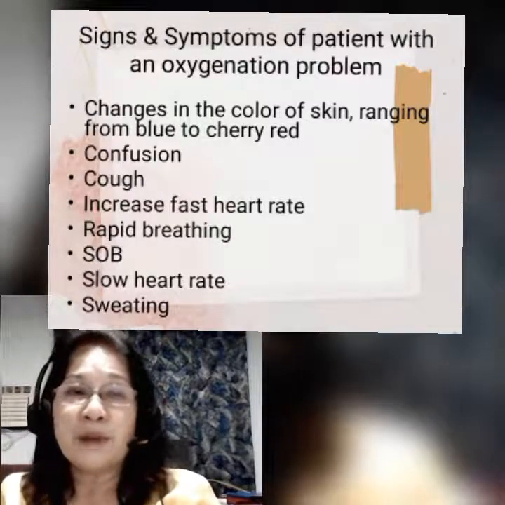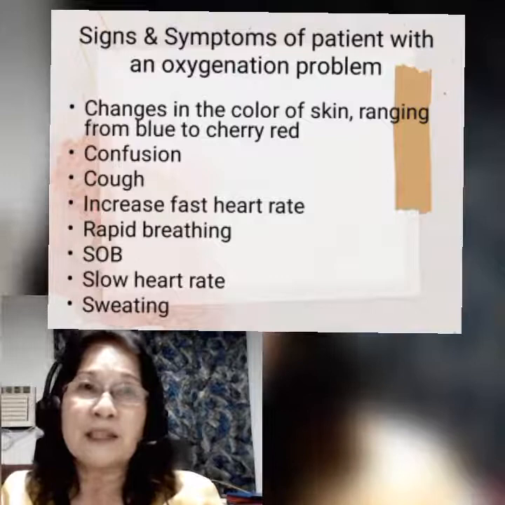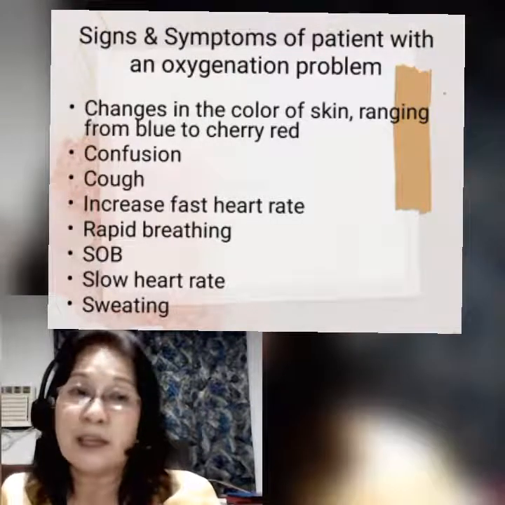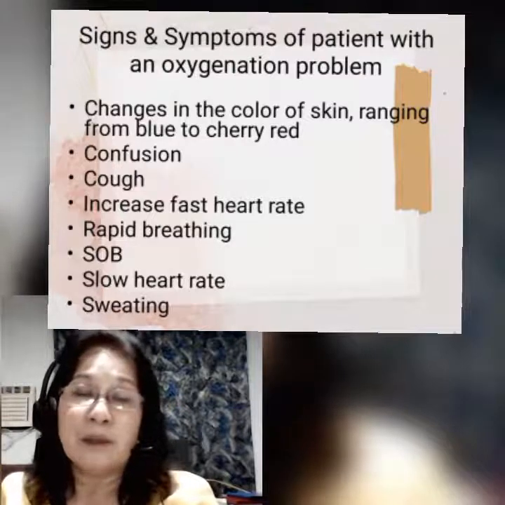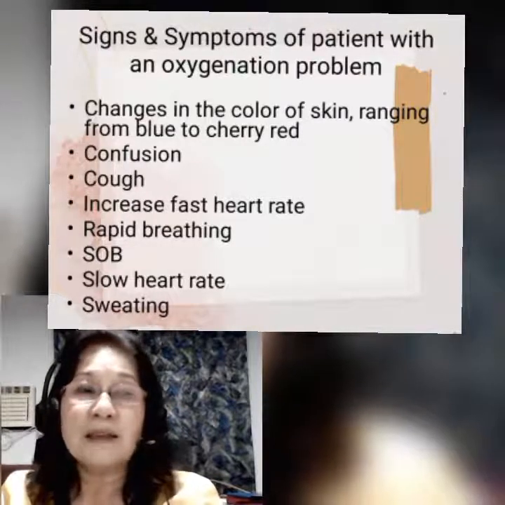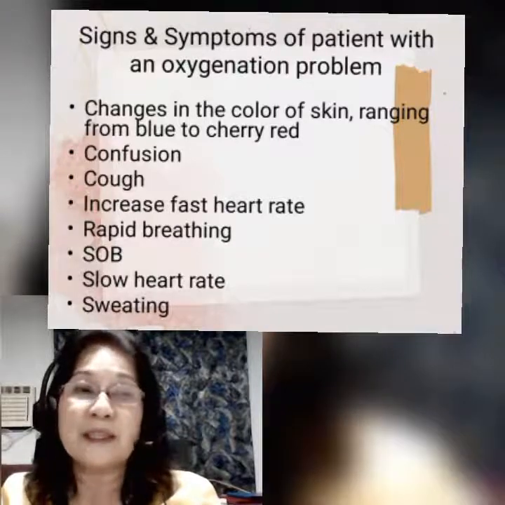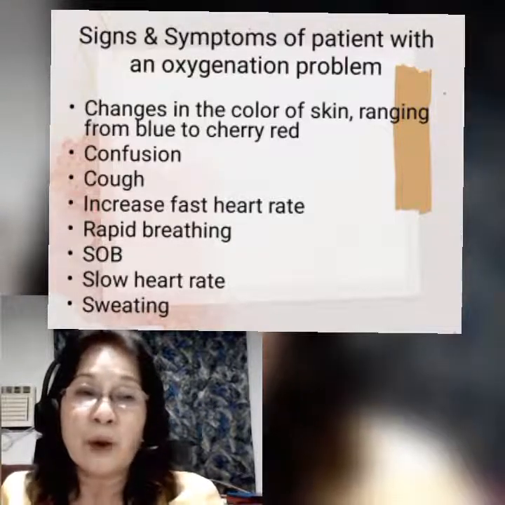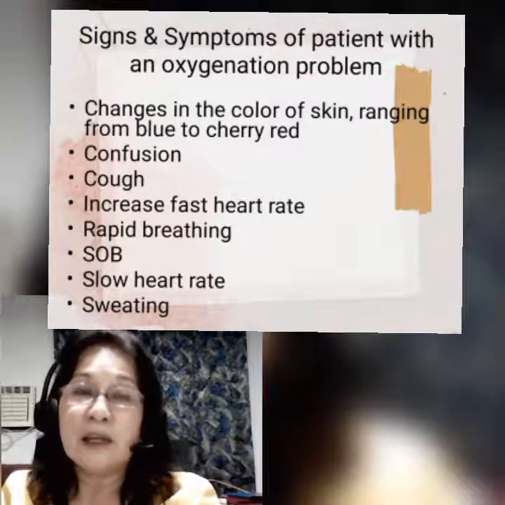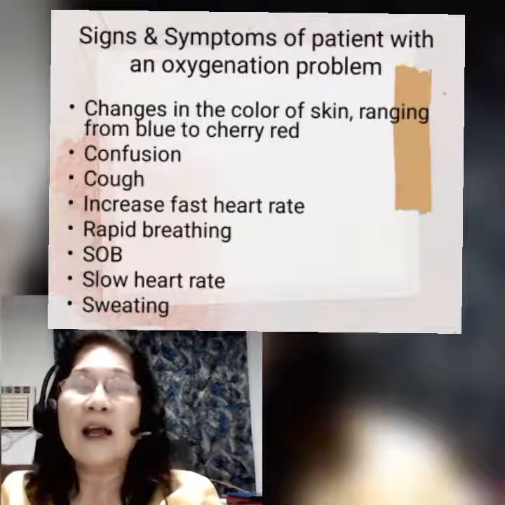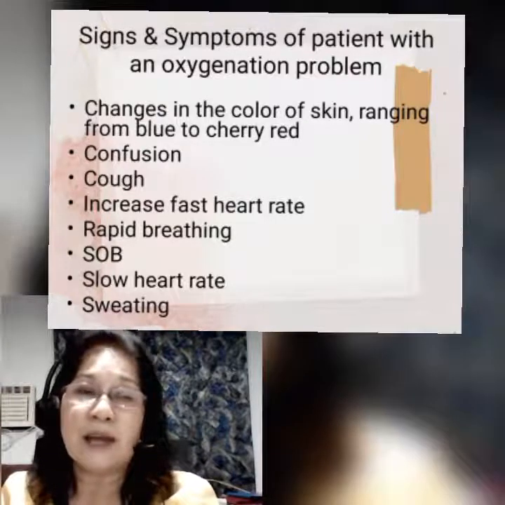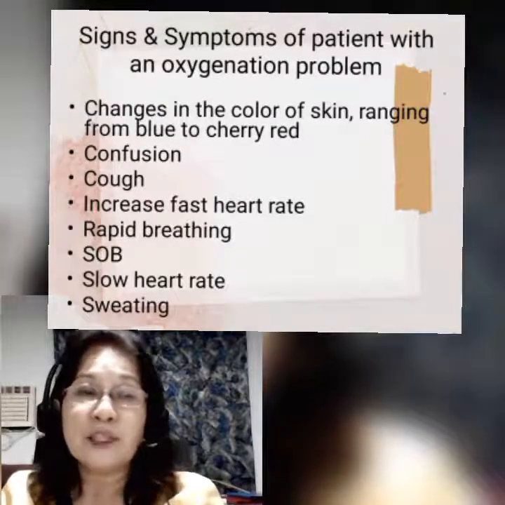Then rapid breathing. The normal breathing rate is only 18 to 20. 24 is just okay, but 30 and above is already a very bad sign. Then shortness of breath: if the patient is gasping for breath, you have to assess it properly. Slow heart rate: the patient has a heart rate of 80 and below, like 60 or 70. Then the last is sweating.